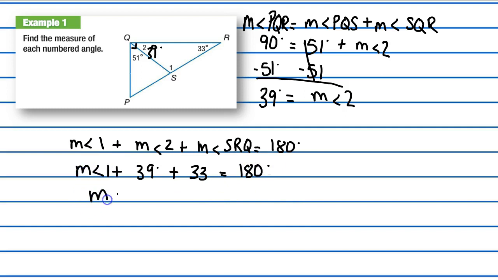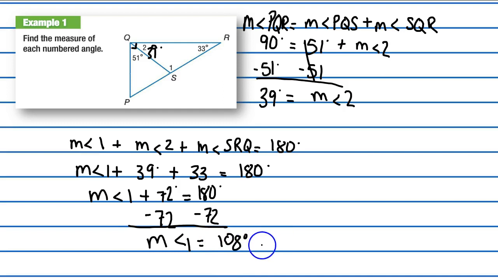Alright, let's continue simplifying this. The measure of angle 1 plus 39 plus 33, which is 72 degrees, is equal to 180 degrees. I'm not finished yet. We need to continue to get this by itself, so minus 72 from both sides. The measure of angle 1 is equal to 180 minus 72, which is 108 degrees. So now you found the measure of both of your angles. And that's it.